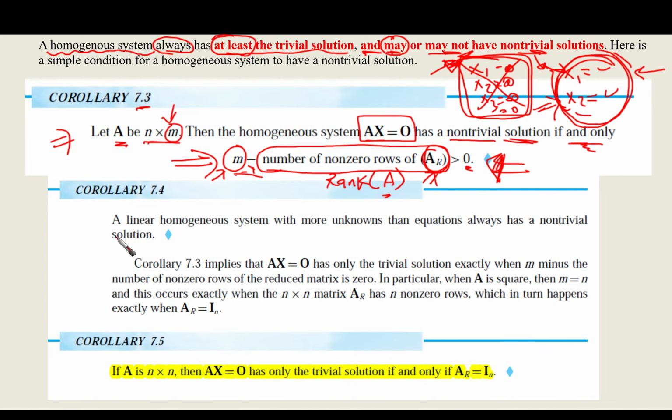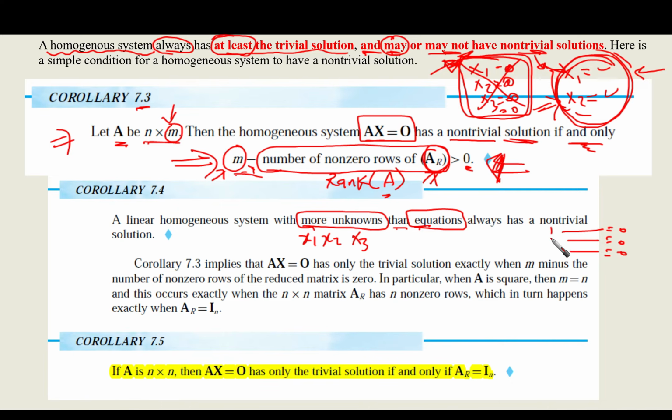Now, a linear homogeneous system with more unknowns than equations always has a non-trivial solution. Now let's go deeper here. If we have a linear homogeneous system with more unknowns, do you remember the meaning of unknowns? Which is x1, x2, x3, and so on. More unknowns than equations, so if we have a first equation, second equation, third equation, and we equate each one with 0 every time.